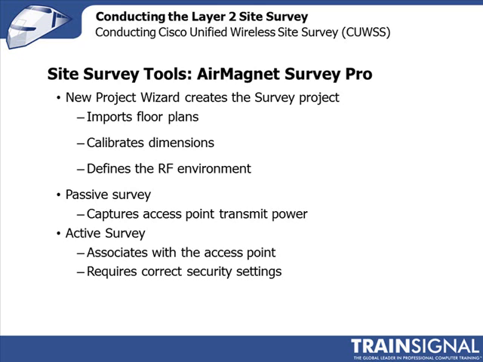With a passive survey, I'm going to be looking at my received signal strength at different locations and distances away from the access point. With an active survey, my station that's doing the measurements is actually going to associate with the access point. If it's going to associate with the access point, it needs to make sure it's got the right security settings.